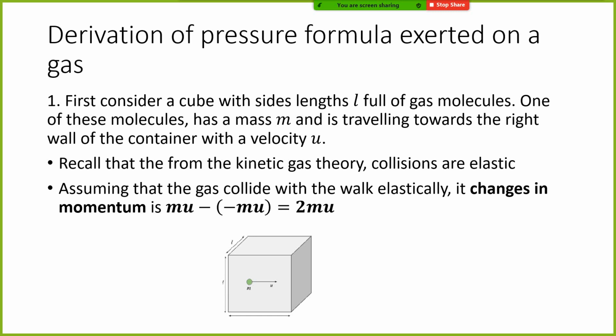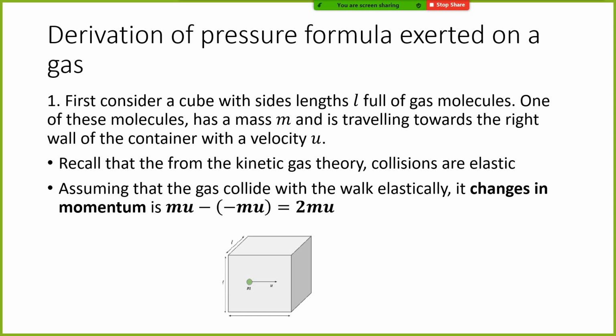If we remember the assumptions of the kinetic theory, we said that all the molecules have the same mass. So if we single out one molecule of the gas, it can speak for every other particle inside the gas, because they have the same mass and would be traveling at the same velocity. And of course, the collision that is going to take place is elastic.